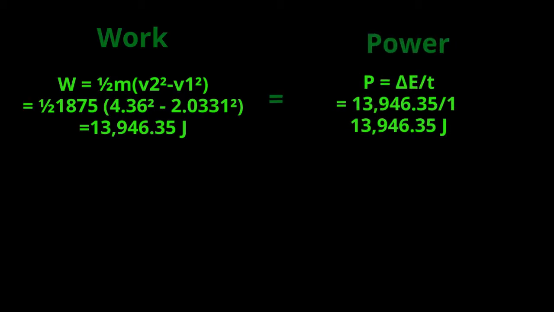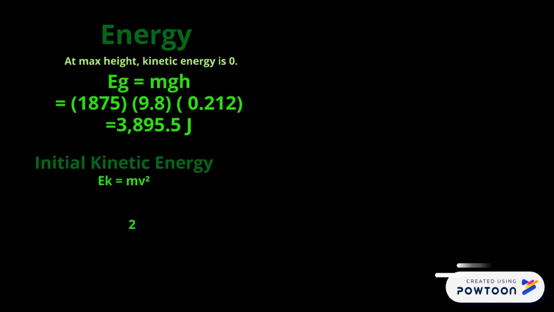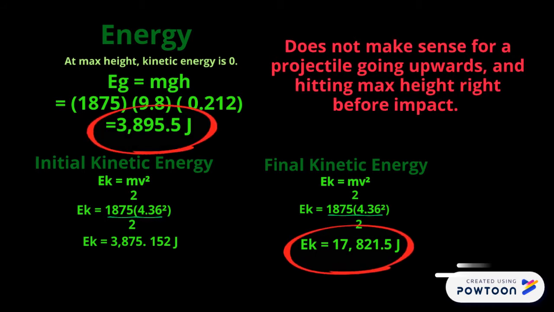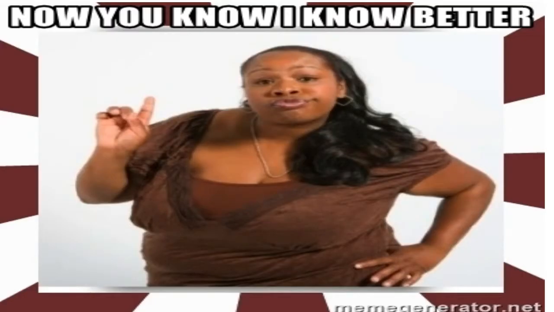Through my calculations, I found that the work is equal to 13,946.35 joules, and power is equal to the same. I found the energy to be 3,895 joules at max height, and I found the initial kinetic energy to be 3,875 joules. However, I found my final kinetic energy to be 17,821.5 joules. That doesn't make sense. Now we all know that doesn't make sense, so here's how it really should have went.